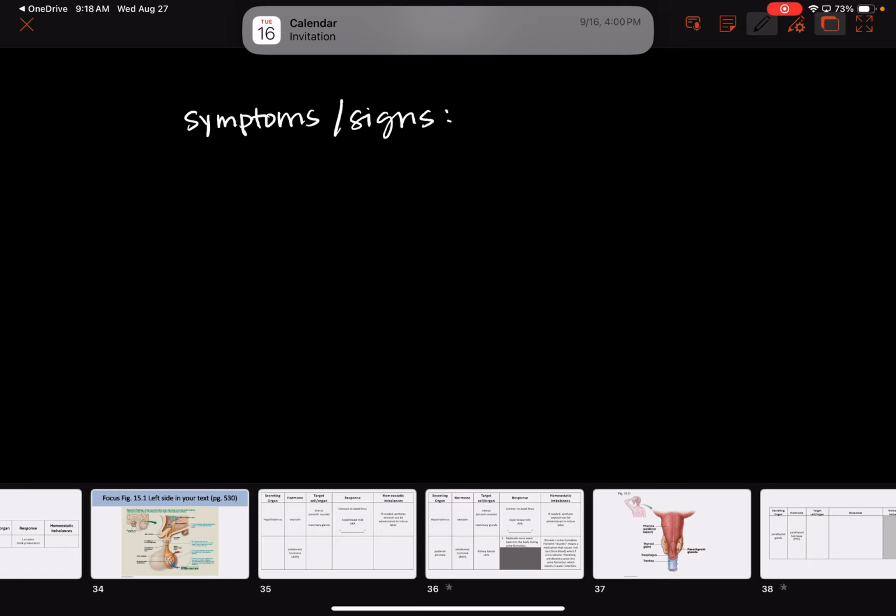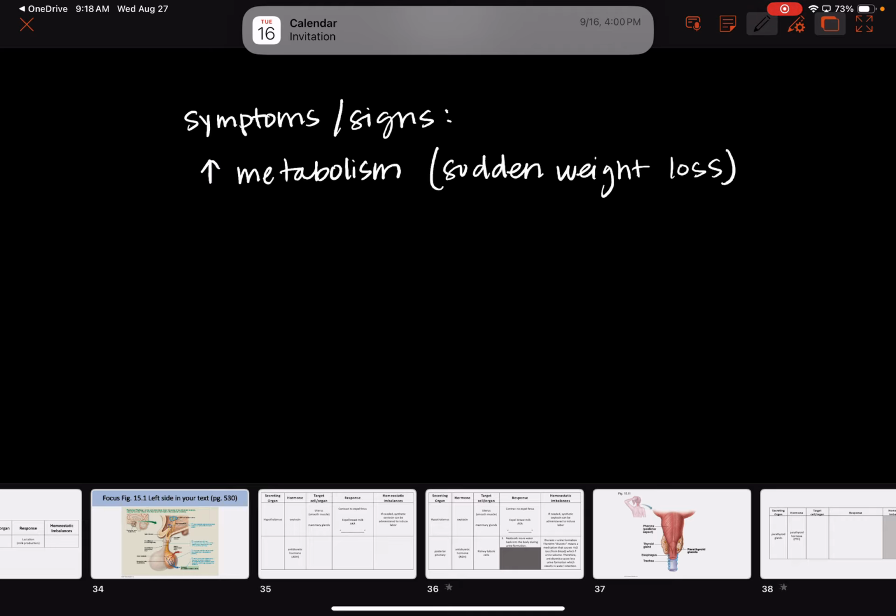So the signs and symptoms of that include increased metabolism, of course. So that could include sudden weight loss because of the increase in metabolism. When we're talking about increased metabolism, that is in all cells throughout the body, including your heart. So if we increase the metabolism of the heart, you're going to have increased heart rate and possibly irregular beats.